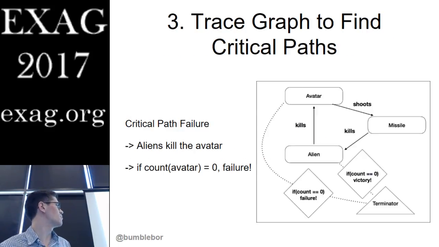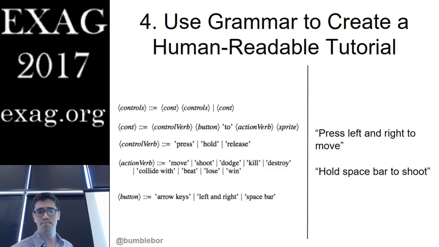So here, the Terminator would realize over here that if we killed all of the avatar, then we would lose. And then what kills the avatar, well, that would be aliens, so that would be a critical path failure.